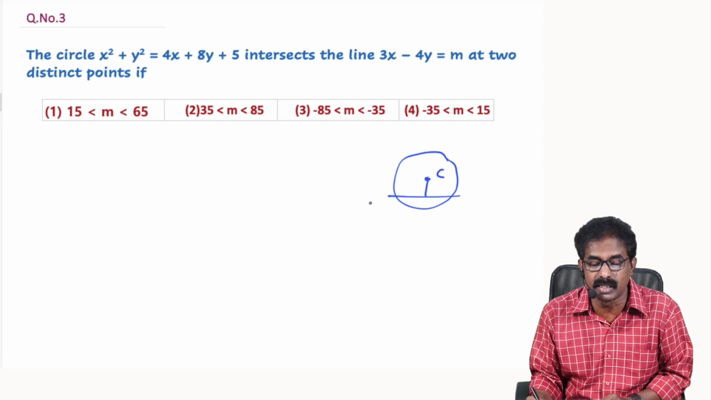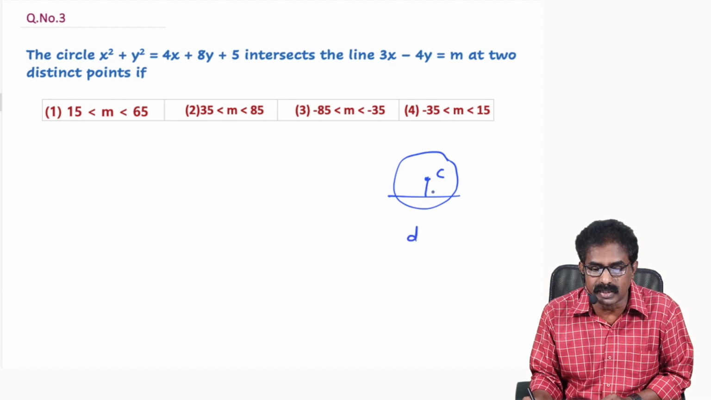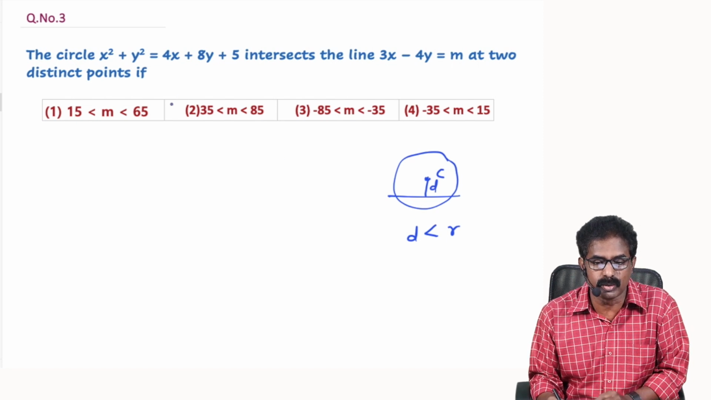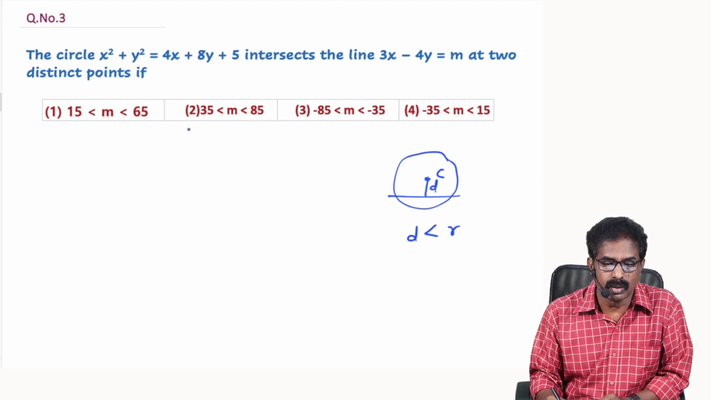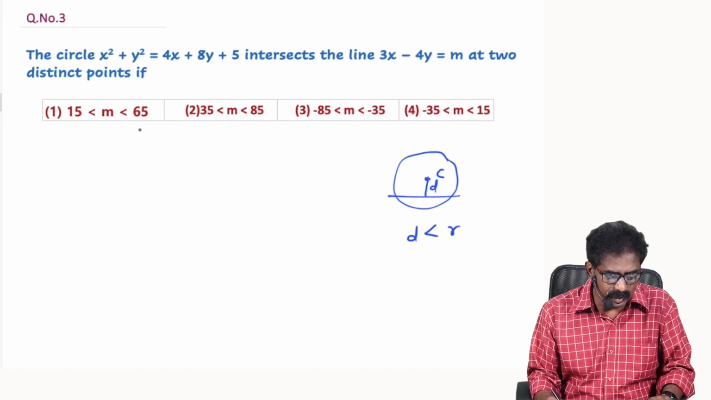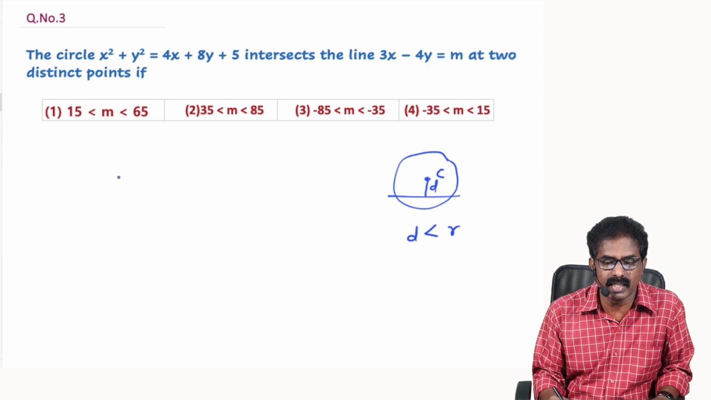This distance is smaller than the radius. This distance is smaller than what? Radius. So the radius you can find, and the distance also you have to find, right? And see how the answers are given. M lies between something and something, all given, right? So let us find the center here.